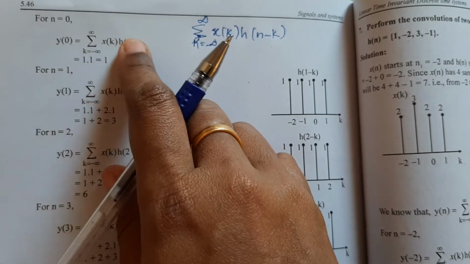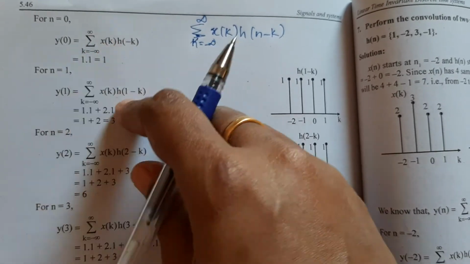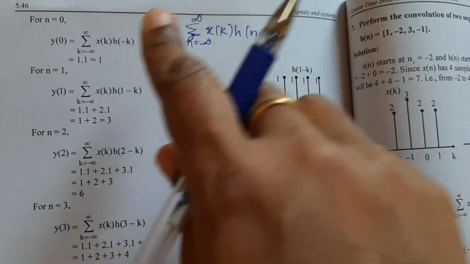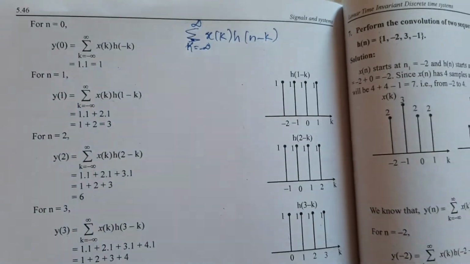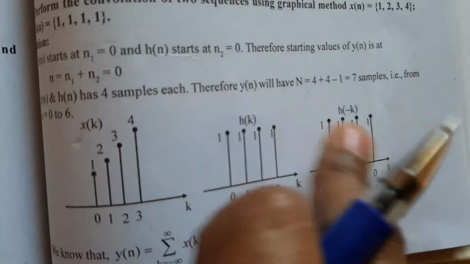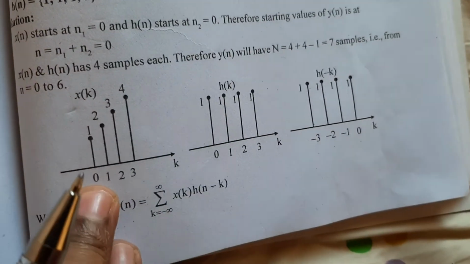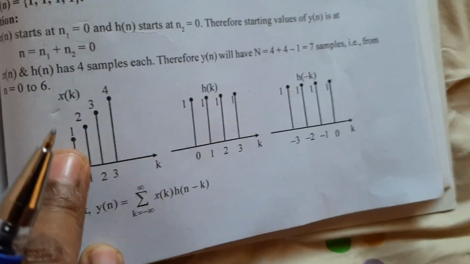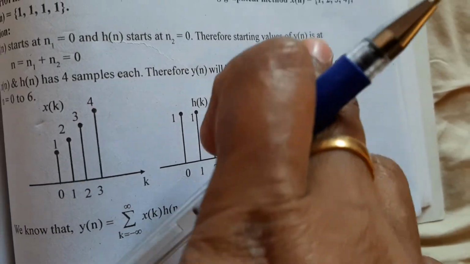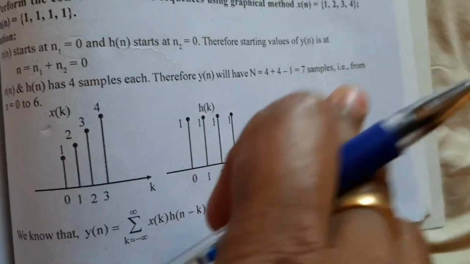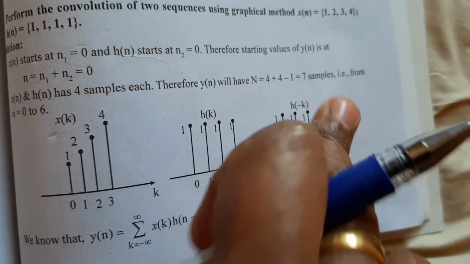Okay, so x of k, you know, we have drawn that value, and h of k is also drawn. So you want to multiply those two values, that is x of k and h of minus k. So if you multiply for 0 here, what is the value? 1. Here 0, what is the value? 1. So here for 0 the value is 1, here for 0 the value is 1.